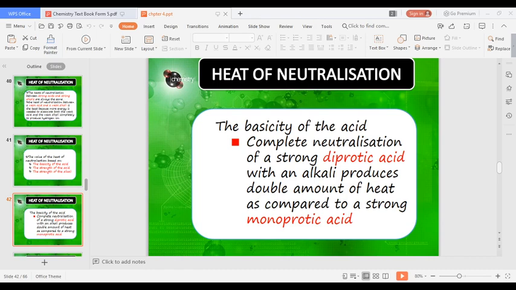Triprotic? H3PO4, betul. That means apa tu acid? Phosphoric acid. Ingat lagi? So kalau kamu buatkan dia ionise dalam air, maksudnya dia akan dapat 3H+. That means 3 moles of the hydrogen ion. Okay?